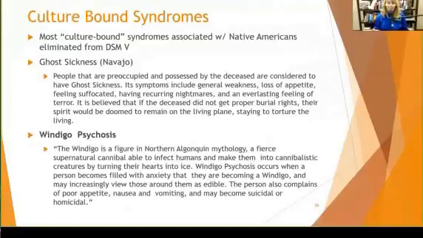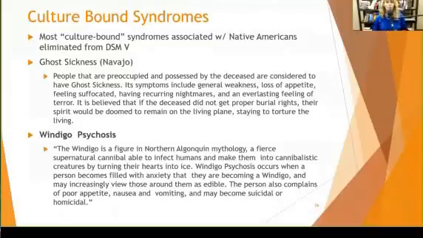Another important thing to recognize is that most culture-bound syndromes associated with Native Americans were eliminated from the DSM-5. So you don't even have go-by guidelines in the DSM-5 now. There are a few that we're going to talk about here. There are probably many, many more. I do give you a couple of references on the next slide.